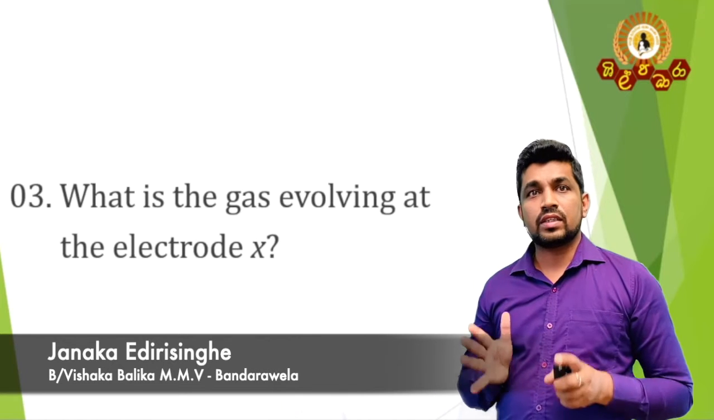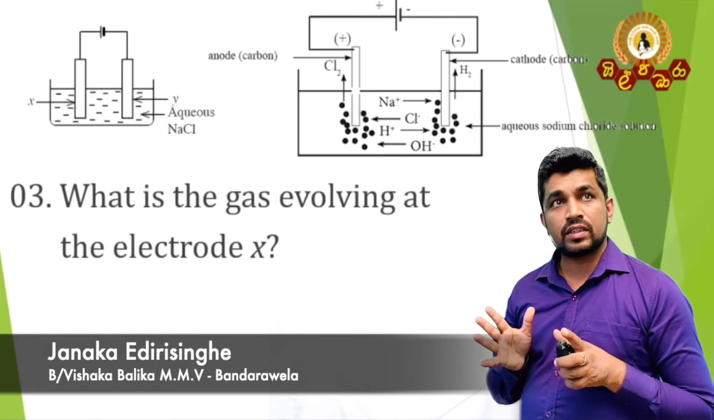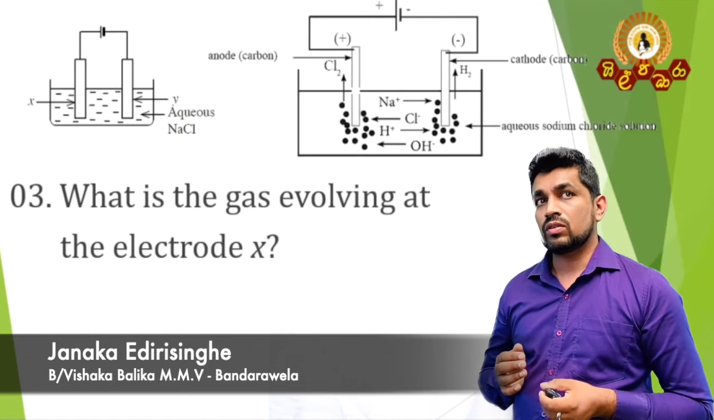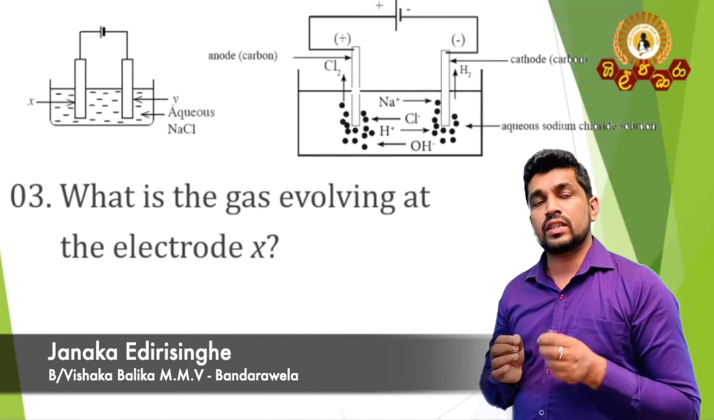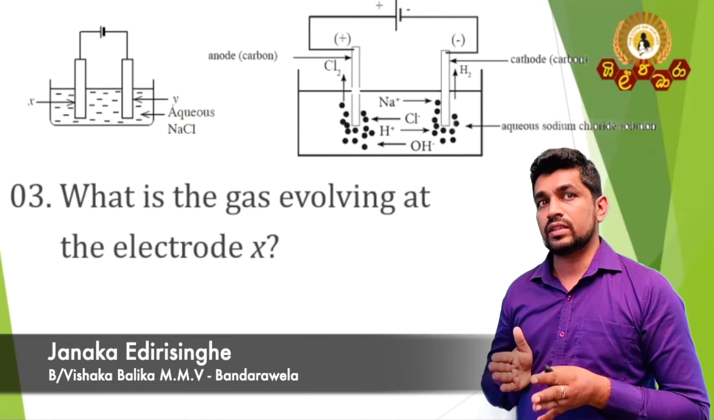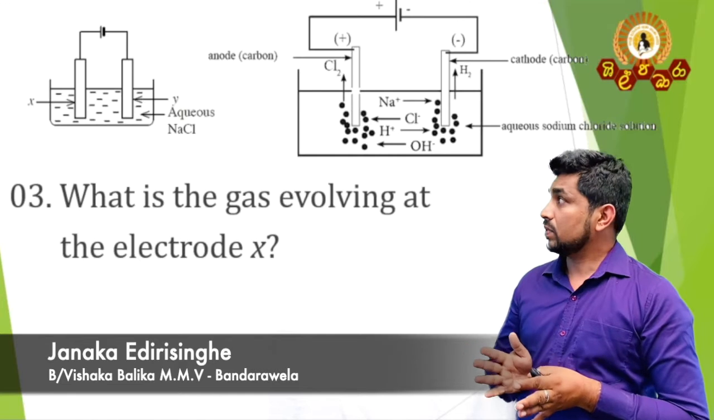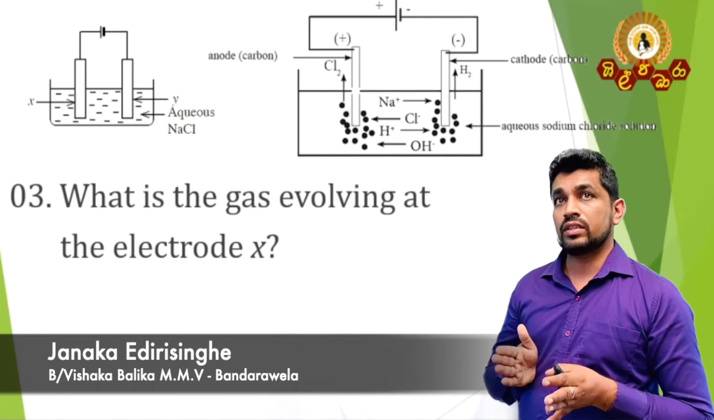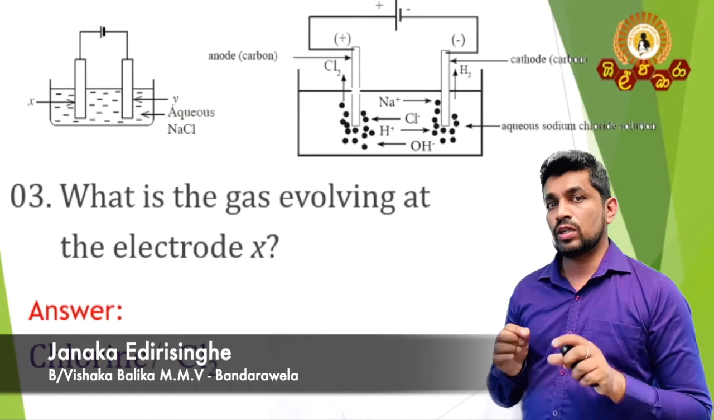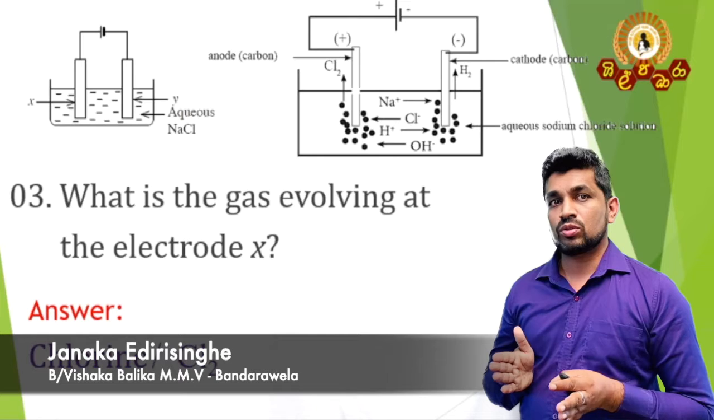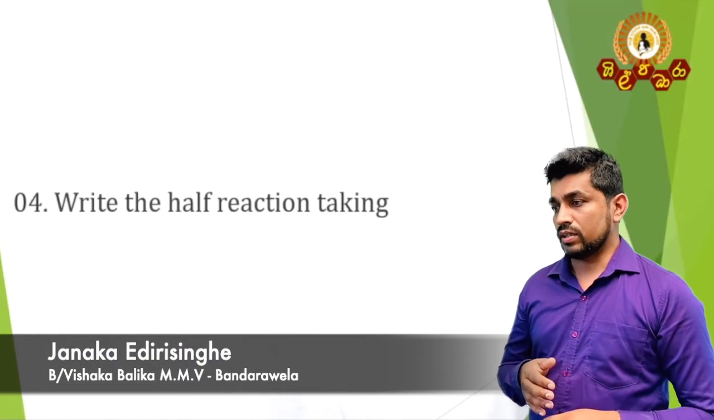Within the third one, this is the setup we already discussed, the setup we received from the question. What is X here? X means the electrode which is connected to the positive terminal. That means that is the anode. Now look at the diagram we explained earlier. You can see the positive terminal releasing what? Chlorine gas. If you have a clear idea about that process, you can write it easily: chlorine.